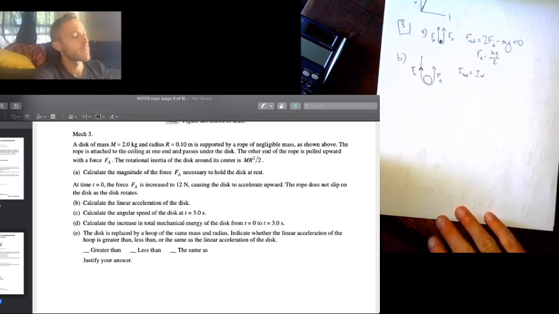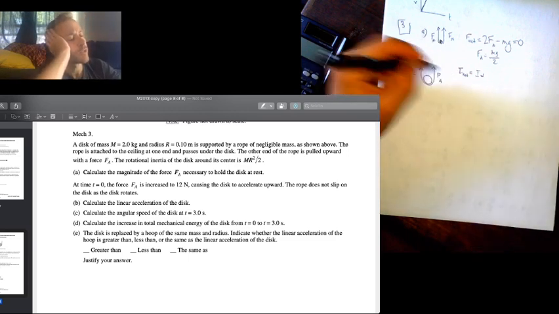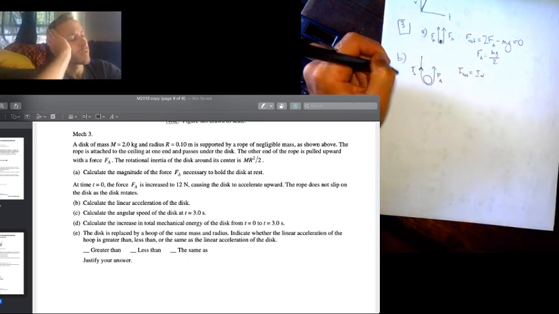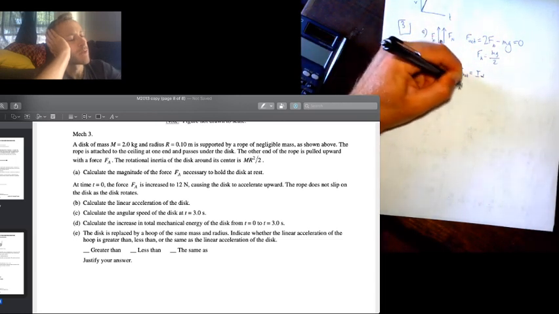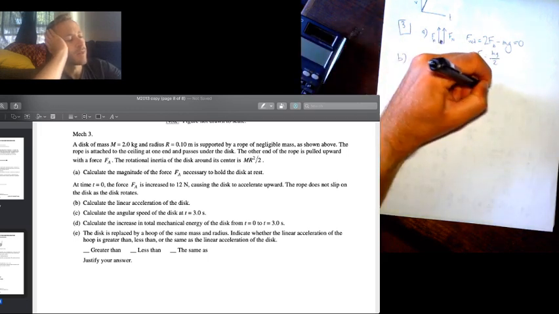All right. And so what is the net torque? It's F sub A times R minus T sub L times R, and that equals I alpha.